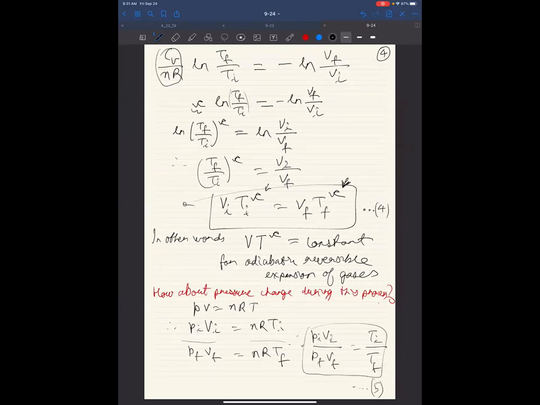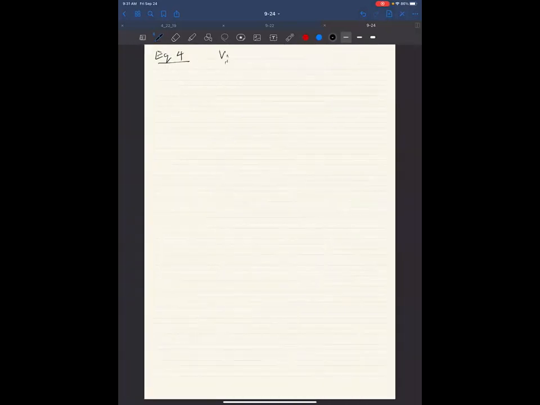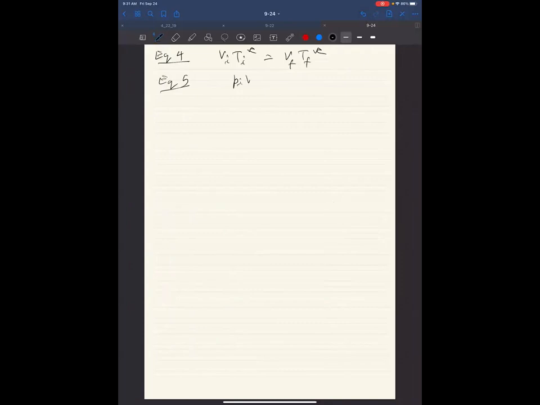I'm going to write down 4 and 5 again on the next page because we are going to use them. So let me just take a moment so you can copy if you have not copied. And I will write it down on the next page, so not much is lost. So equation 4 was VI TI to the power C is equal to VF TF to the power C. And equation 5 is PI VI by PF VF is equal to TI by TF.